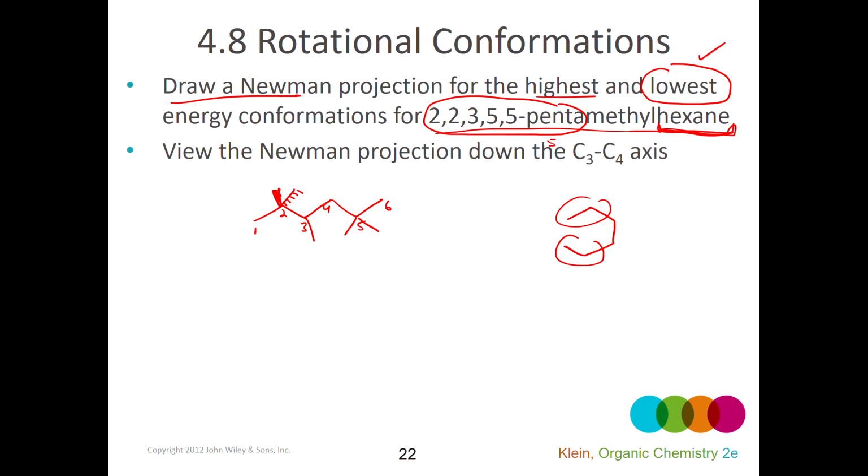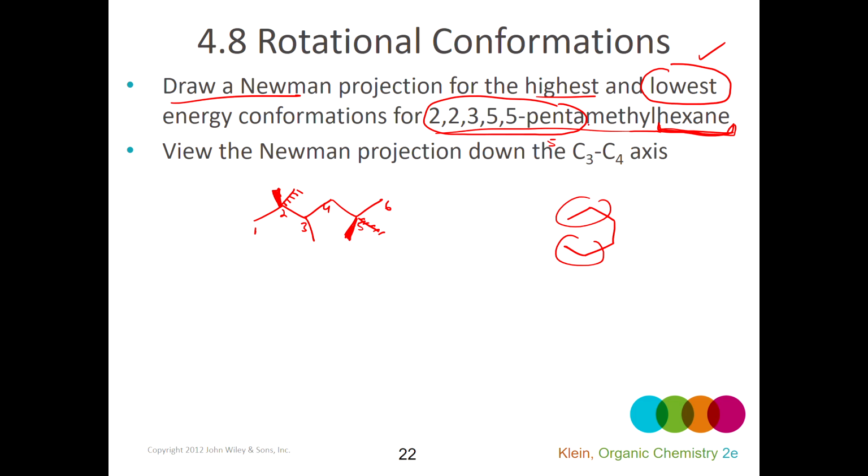So my parent chain, I put all in the same plane as the screen. That means my 2 methyl groups, one has to be pointing out at me and one has to be pointing away. And I can say the same thing about the methyl groups on carbon 5. Doesn't matter which one I show with the solid wedge and which with the dash, but one is solid and one is dash. When it comes to carbon 3, though, I've got a situation.